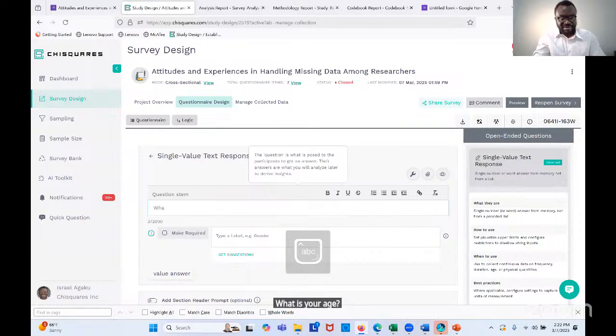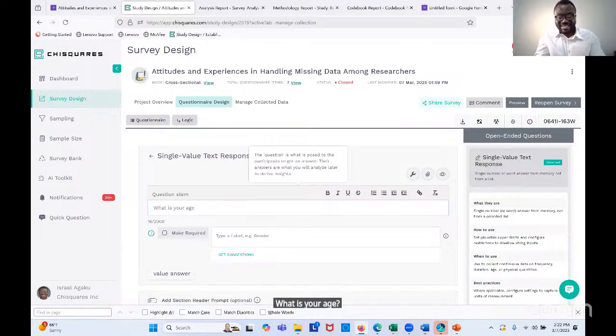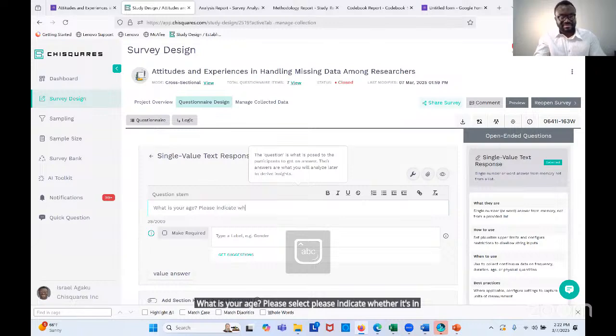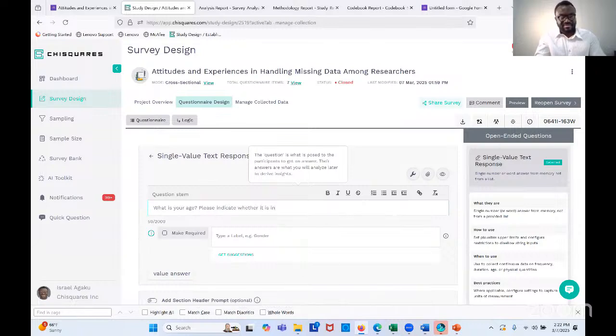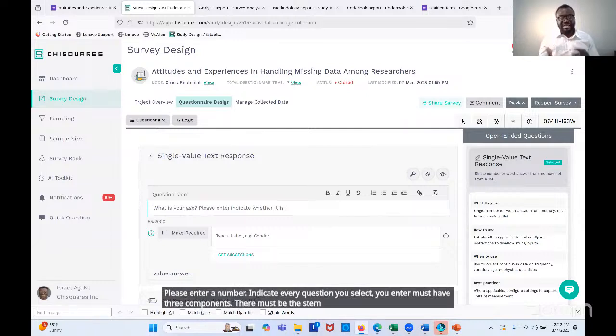Sorry, what is your age? Since my vision literally became bad overnight. What is your age? Please enter a number and indicate whether it's in days, months, or years. Every question you enter must have three components: there must be the stem, there must be instructions, and there must be the answer options. If those three elements are not in your question, it is incomplete.